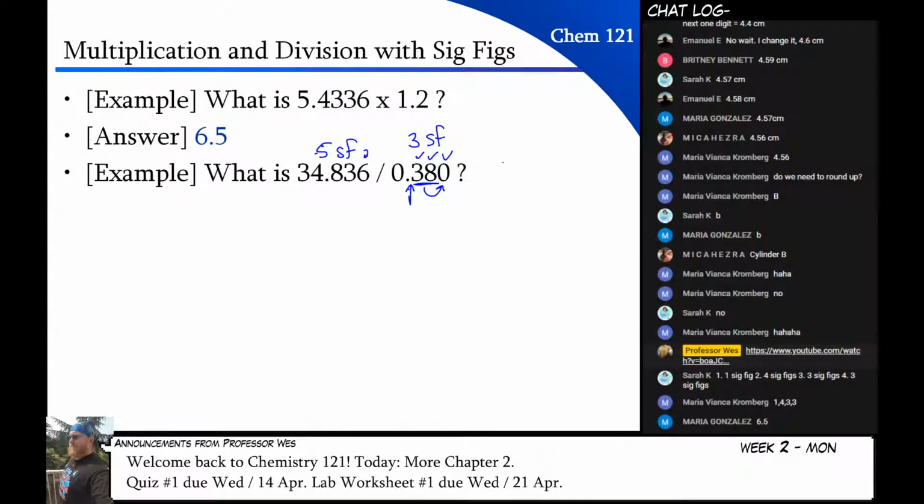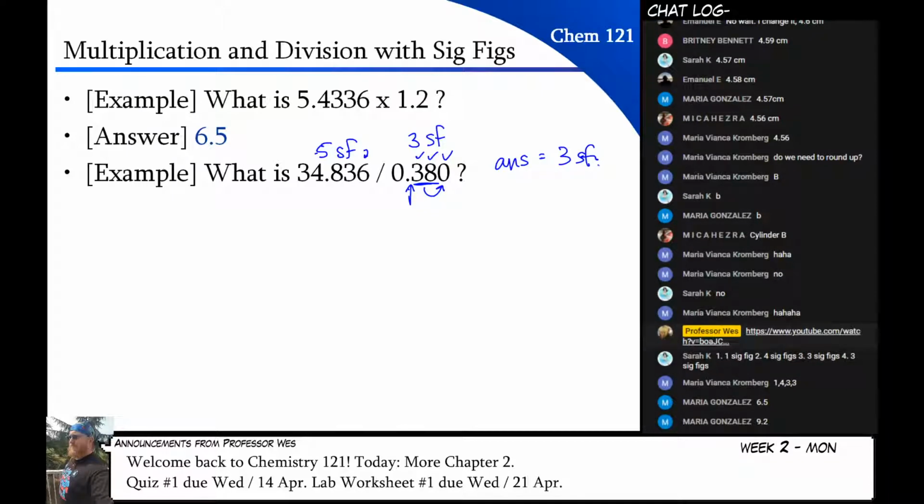3 is less than 5, so my answer has 3 sig figs. And then I would punch it in the calculator. 34.836 divided by 0.380. And I get 91.67368421. My answer should have 3 sig figs, so I'm going to keep these 3 and then round.